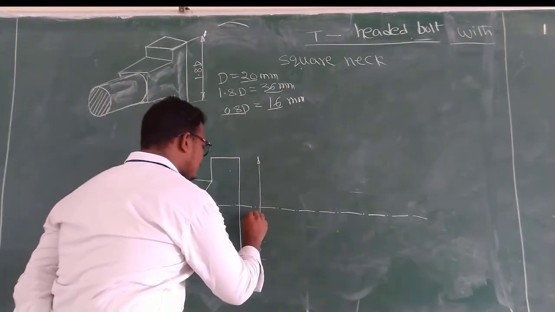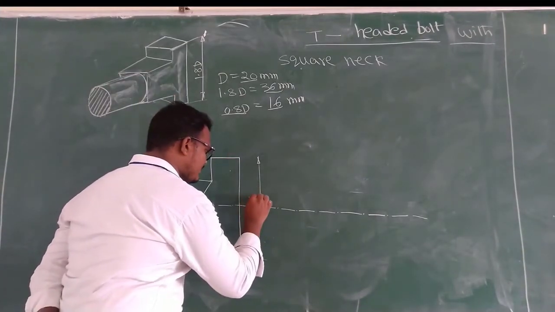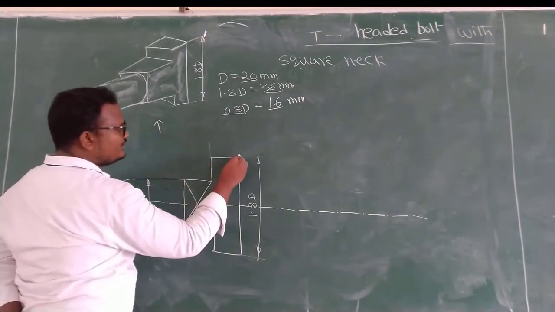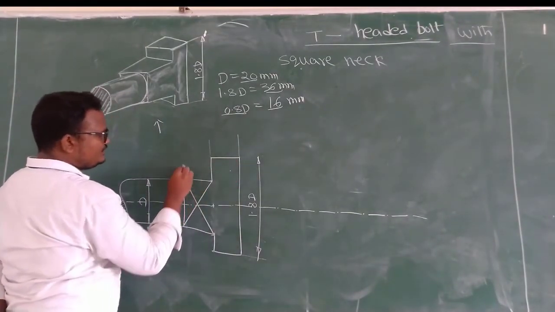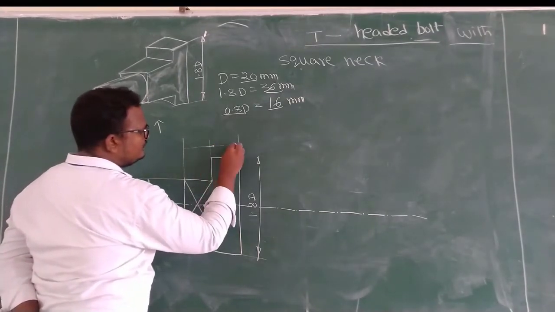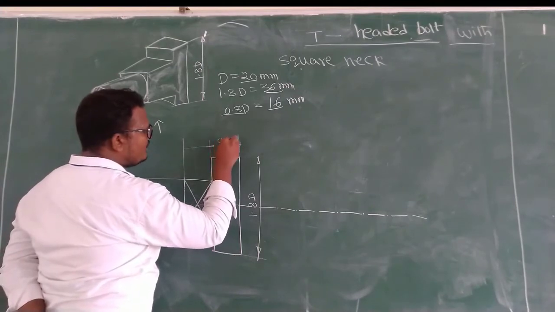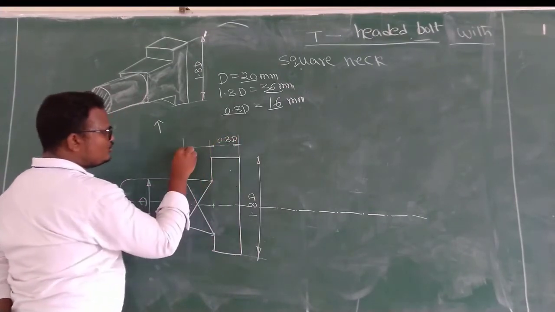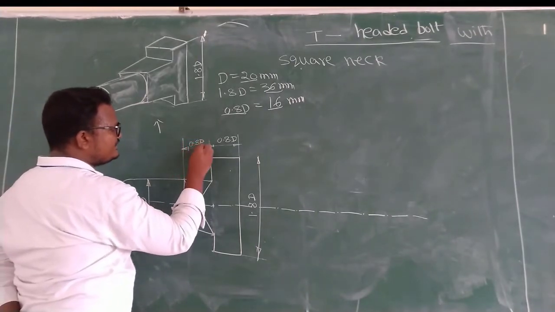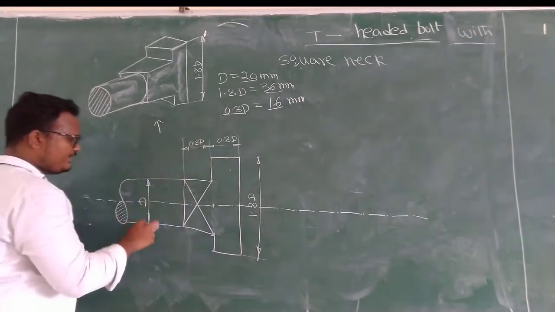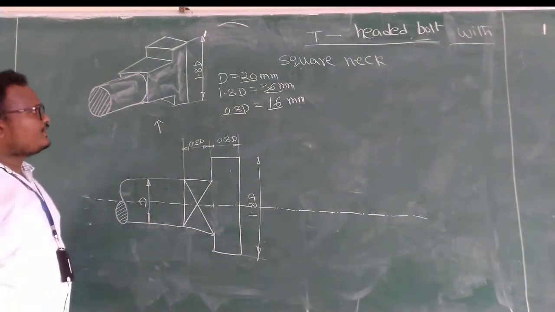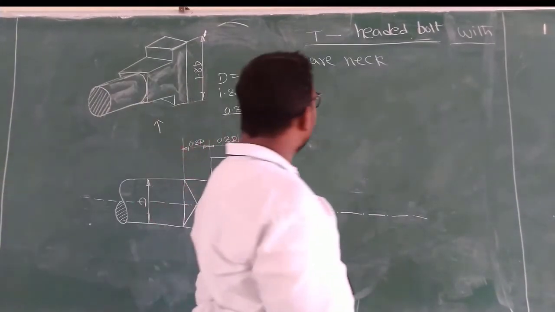This is 1.8 D. What is the width of the head? This is 0.8 D, so the width of the neck is also 0.8 D. The diameter D is equal to 20 mm. So this is the front view of a T-headed bolt with square neck.